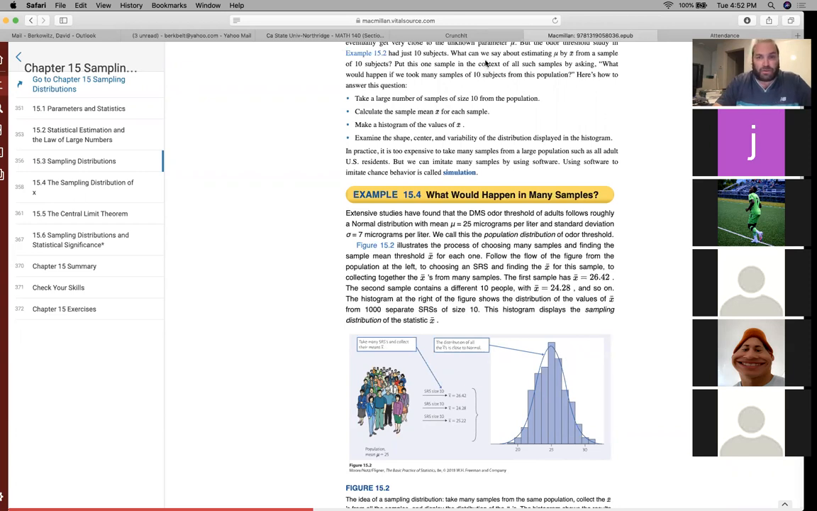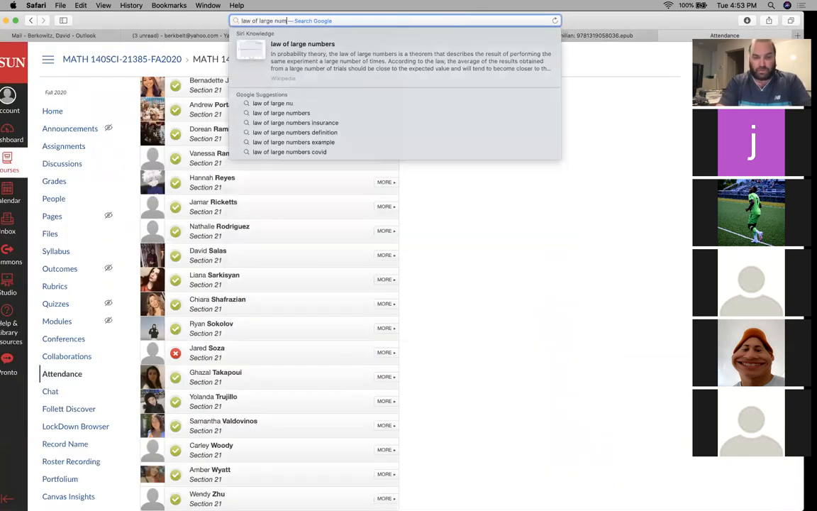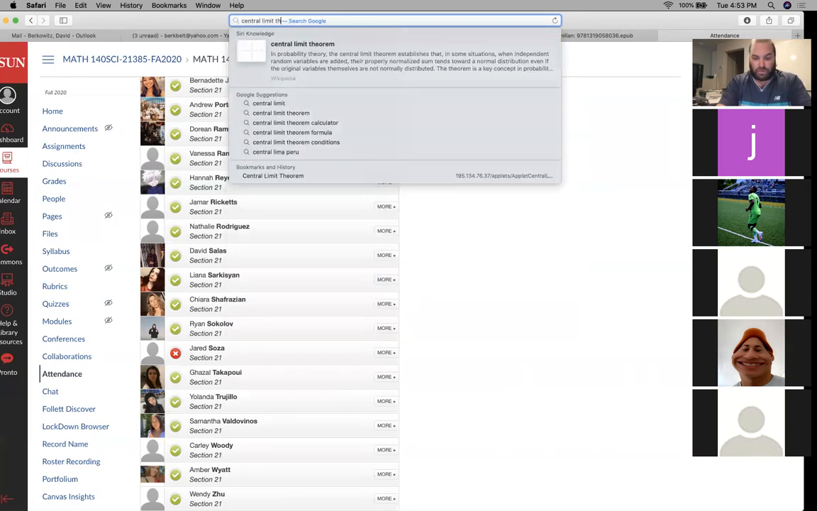In fact, I'm going to go off attendance for a second. So law of large numbers. No, sorry. I'm going to use the central limit theorem.